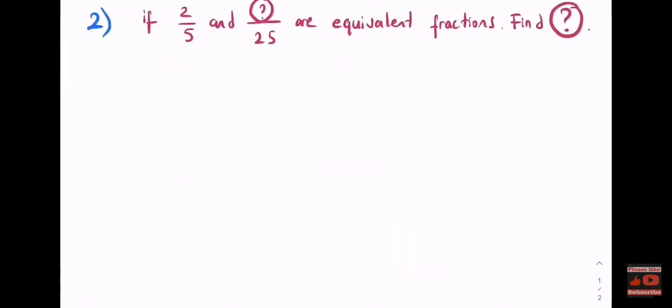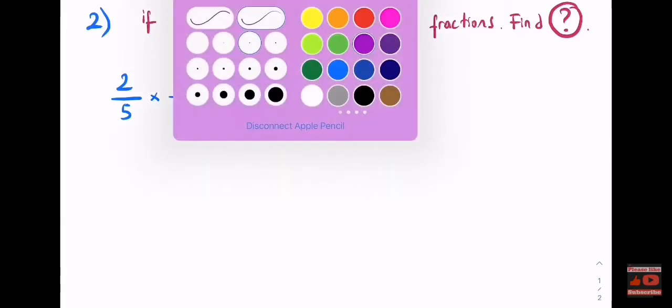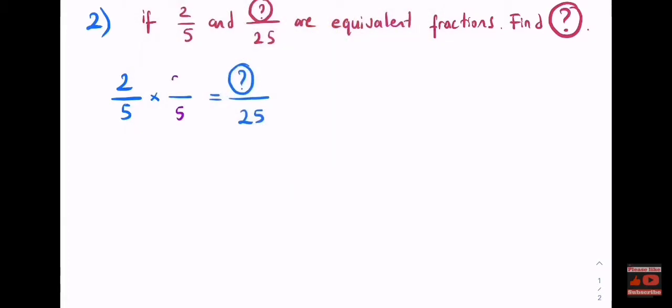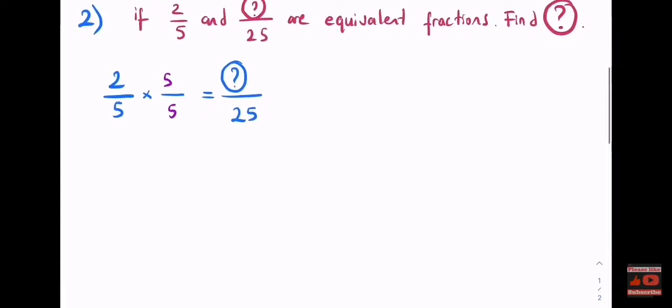Okay, we have another example. If 2/5 and ?/25 are equivalent fractions, find the question mark. Then we are going to write 2/5 times 1 equals another equivalent fraction to 2/5. So let's find what number we should multiply by, question mark over 25. So 5 times what is going to be 25? 5 times 5 is 25. So we are going to write 5 over the fraction line. So 5/5 is 1. So 2 times 5 is the question mark. Now it is 10.